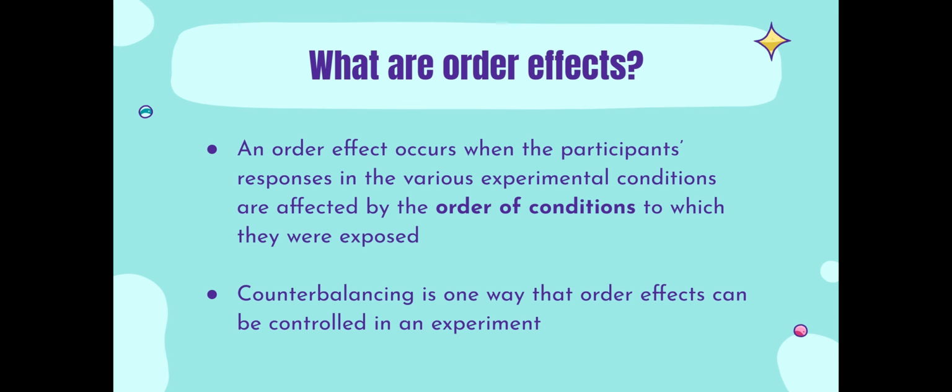This happens when the sequence in which participants do tasks affects their responses. For example, doing a memory test after a math test might produce different results than doing it first. To minimize this, researchers often use counterbalancing, where they vary the order for different participants. This ensures that order doesn't become a confounding variable.